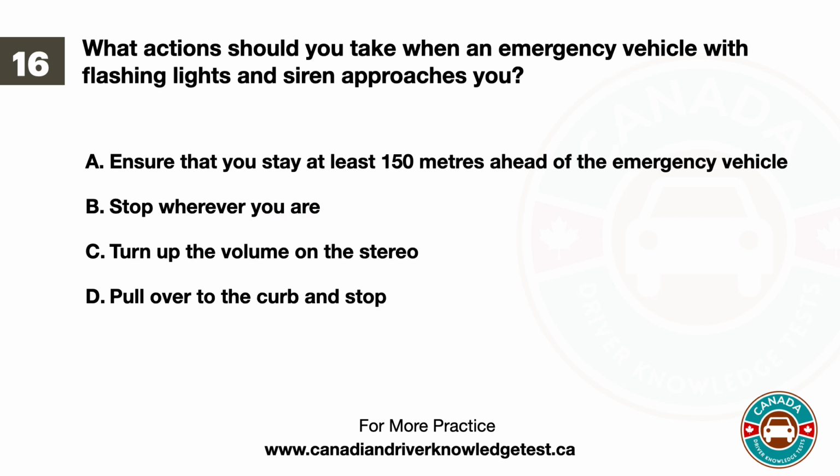Question 16. What actions should you take when an emergency vehicle with flashing lights and siren approaches you? A. Ensure that you stay at least 150 meters ahead of the emergency vehicle. B. Stop wherever you are. C. Turn up the volume on the stereo. D. Pull over to the curb and stop. The answer is D. Pull over to the curb and stop.